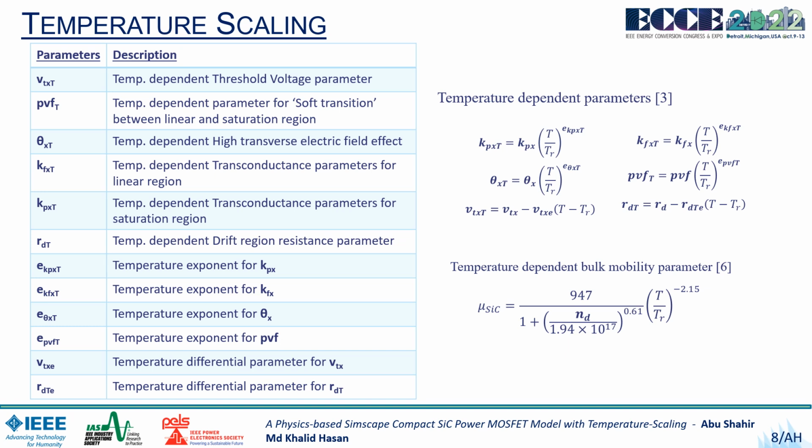Here the 6 parameters in the table are temperature-dependent versions of the parameters we discussed in the previous slide. The first 4 of them have a temperature exponent, and the bottom 2 have linear dependence on the temperature difference. Also we have the temperature-dependent bulk mobility parameter in the lower right corner of the slide.